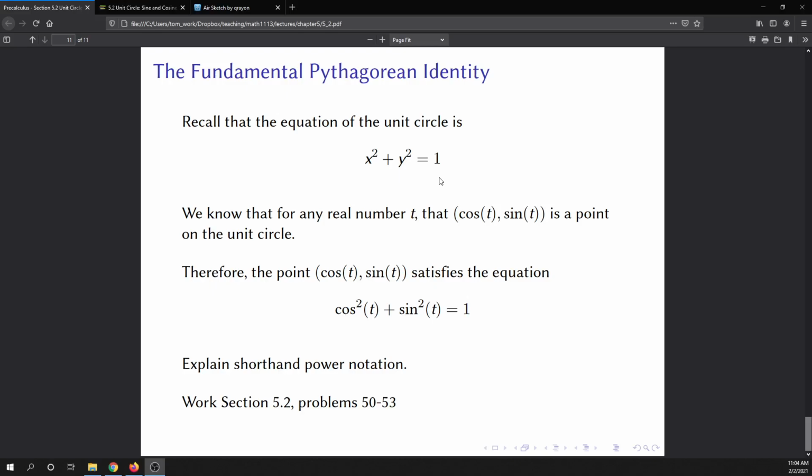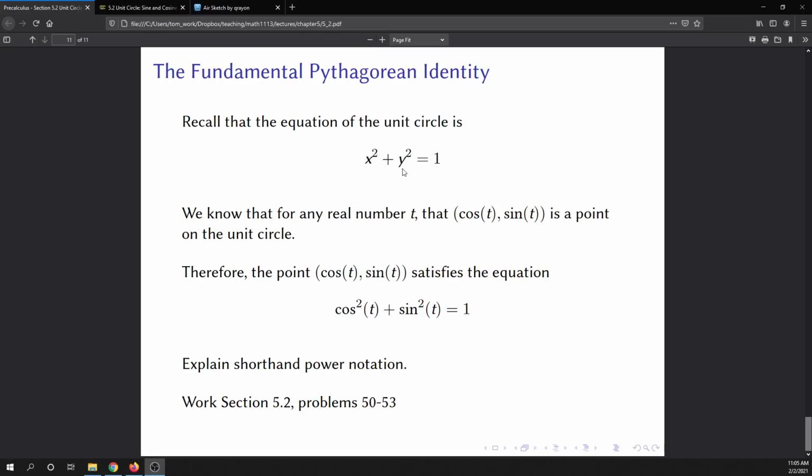And then we talked about how to find the value of cosine and sine. We did that by locating, for any real number t, an angle in standard position that had a radian measure t, and looking where the terminal side of that angle cut through the unit circle. The x coordinate of that point on the unit circle was the cosine, and the y coordinate was the sine. So these cosine, sine pairs are points on the unit circle.